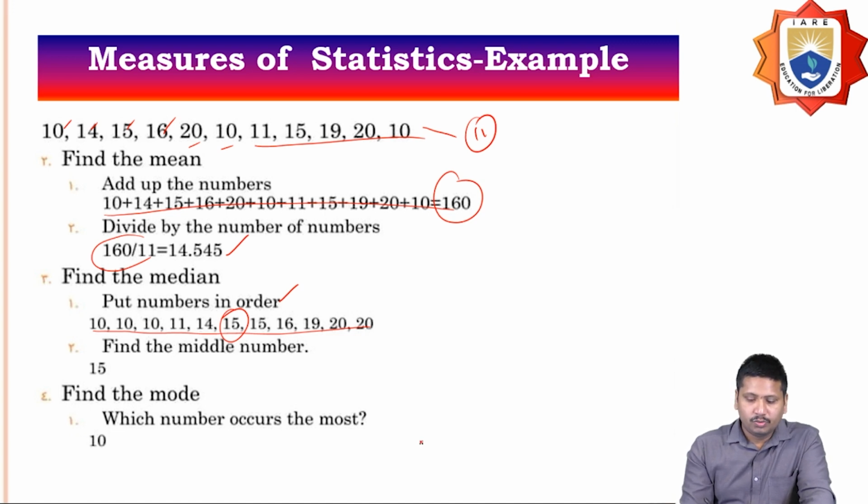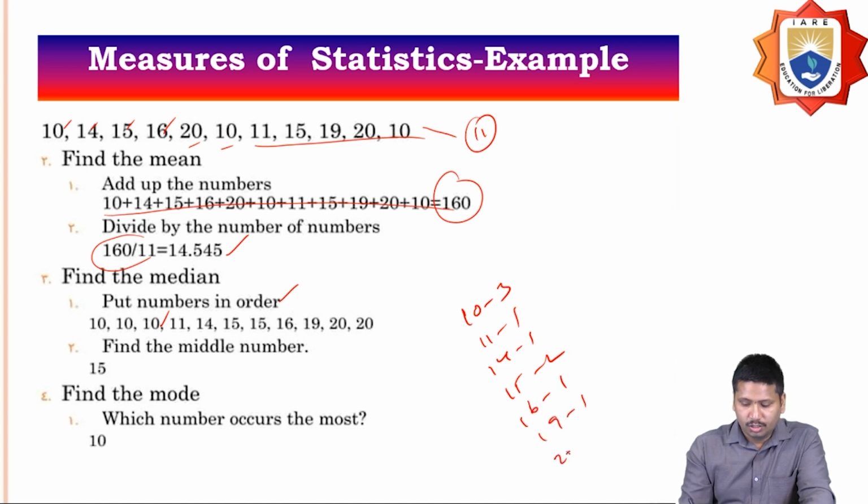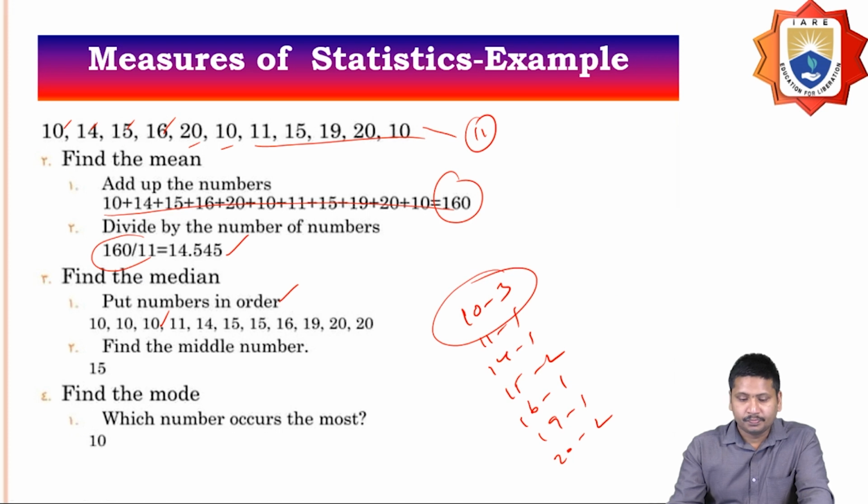And for the mode, which number is repeated the most number of times? Suppose I take 10: 10 is repeated 3 times, 11 is 1 time, 14 is 1 time, 15 is 2 times, 16 is 1, 19 is 1, and 20 is 2 times. So 10 is repeated the most, so the mode should be 10 here.